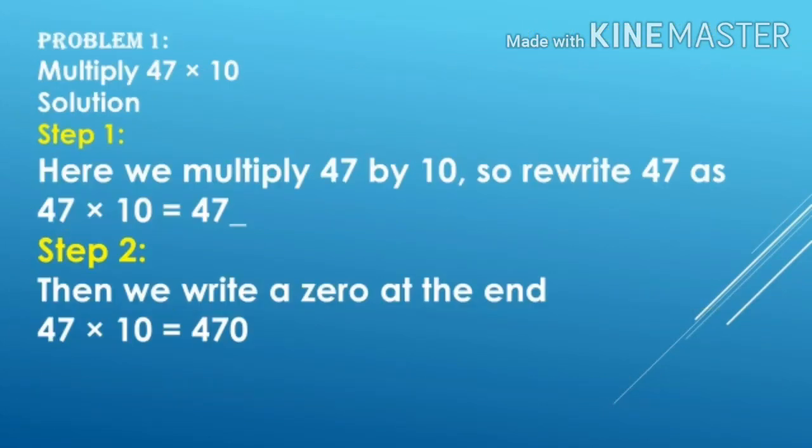Suppose you have to multiply 47 into 10. In this case, what you will do, you will simply multiply 47 and 1. That is equal to 47. Now, there is 1 zero in 10. So, you can put 1 zero at the end. So, the answer will be 470.